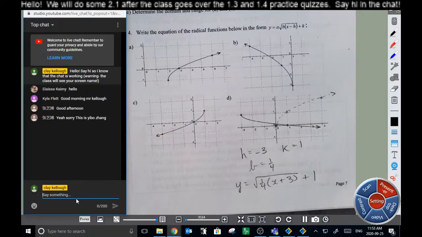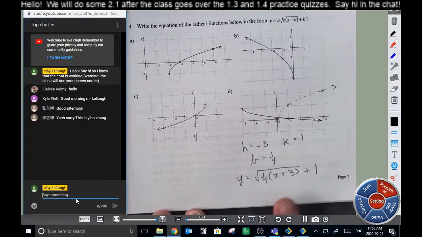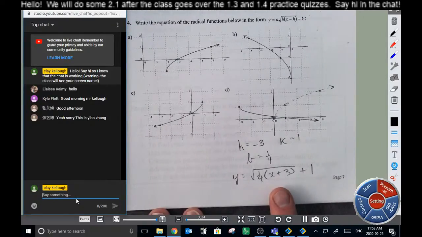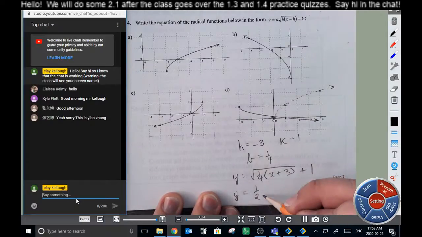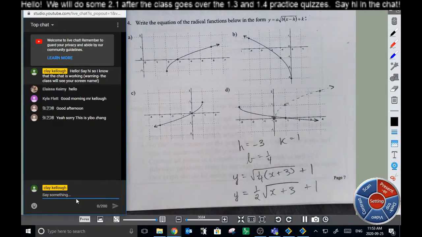Now, here's some daring do for you. Is that the answer key's answer? Is the answer key's answer this? Negative. Oh, same thing I did in the other one. I forgot the stupid flip.